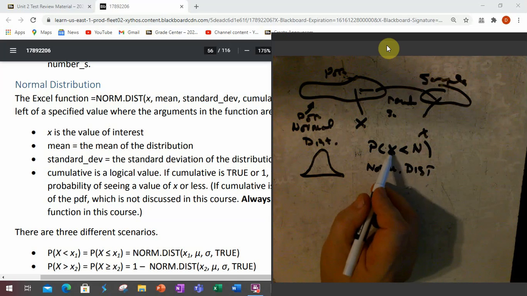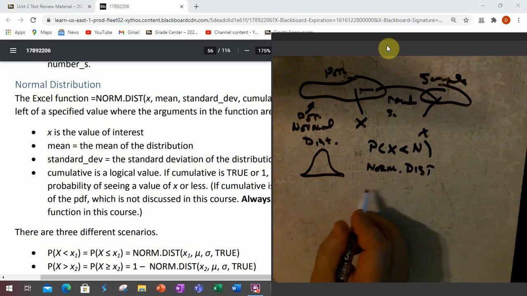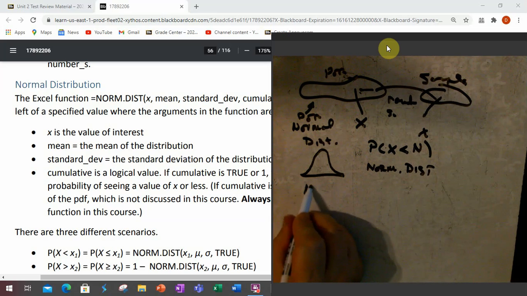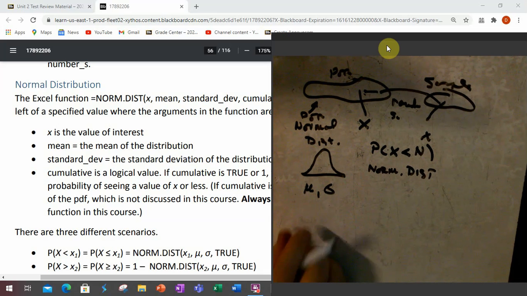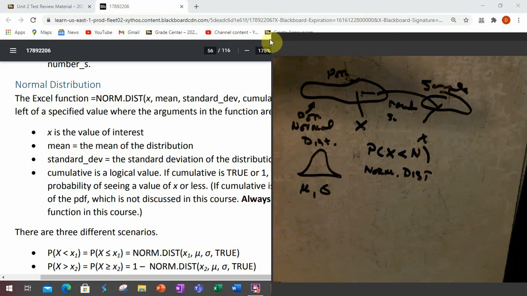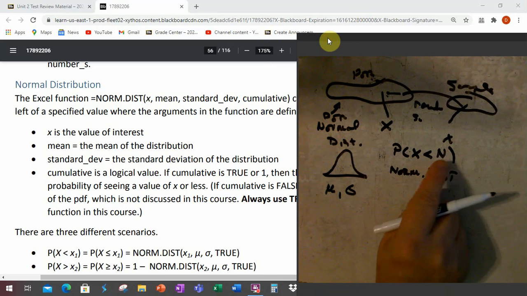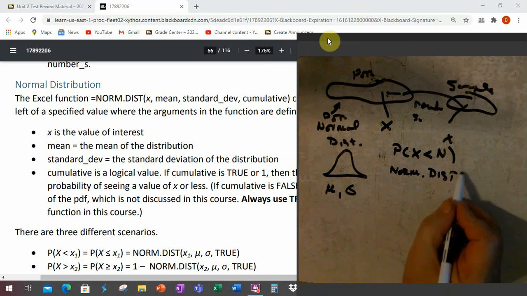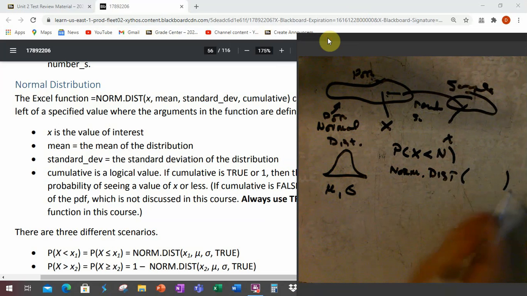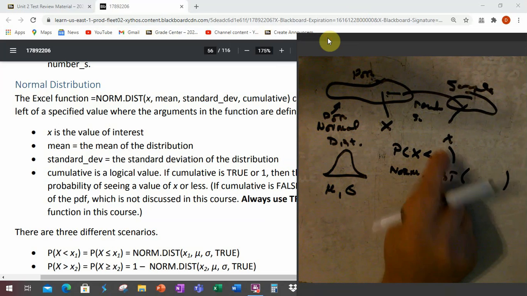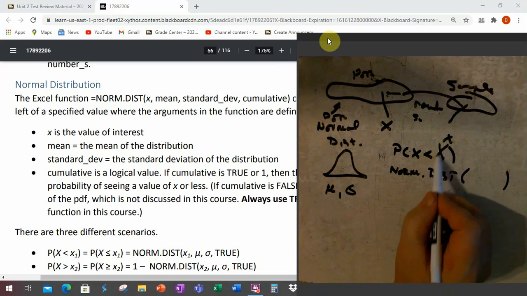The probability that x is less than some number. You have to know what the mean is and the standard deviation from the population, and then you can come back and do the normal distribution. The x value that they're talking about is this number. So here would be whatever the big X is, okay?